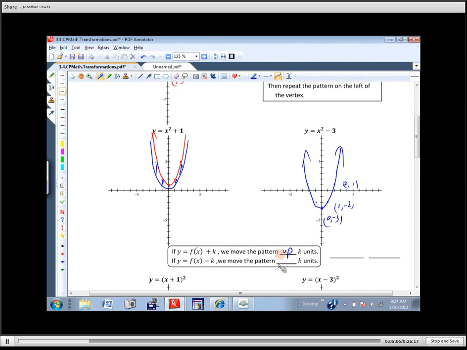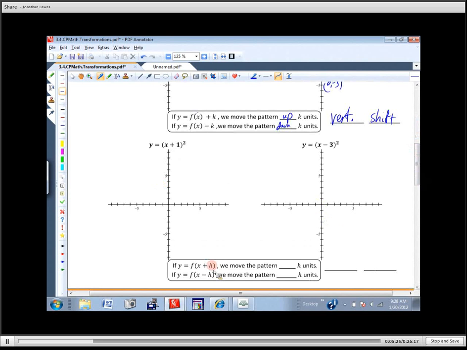Make that look right. Okay, and we call this a what type of shift? Vertical shift. Okay, so this is a vertical shift. Now what I want you to take note of is that is completely different than what goes on here.